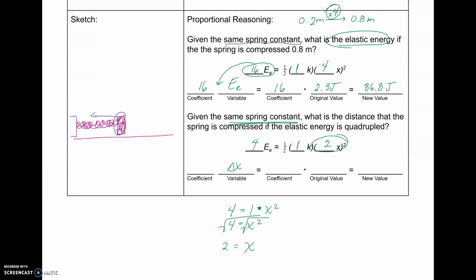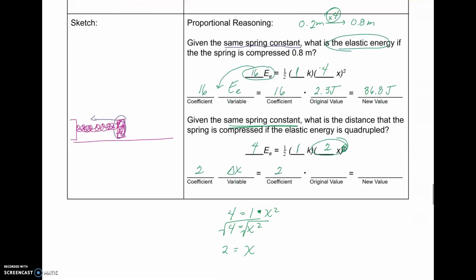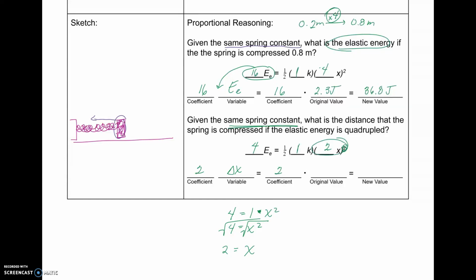So when we go 2 times 2, because of the square here, we're going to get 4. That's why our coefficient is 2. So 2 times our original compression of 0.2 meters, we're going to get 0.4 meters. And that is number 6.